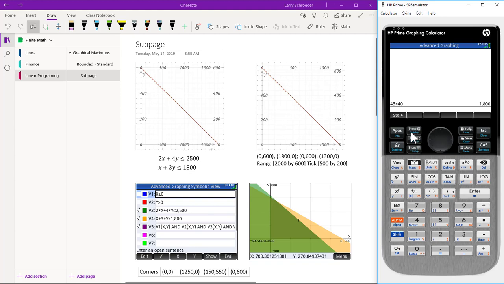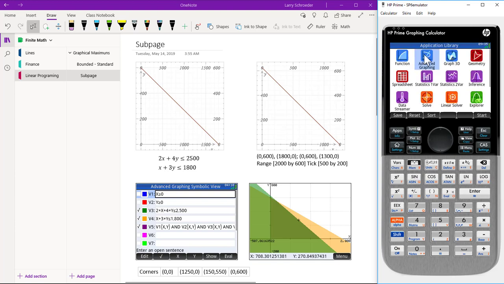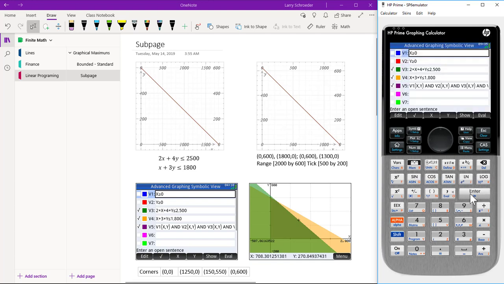So we go to our apps. We choose the advanced graphing app. We press enter. We have already loaded in these functions. So we loaded in x is greater than 0, y is greater than 0, 2x plus 4y is less than or equal to 2500, x plus 3y is less than or equal to 1800.